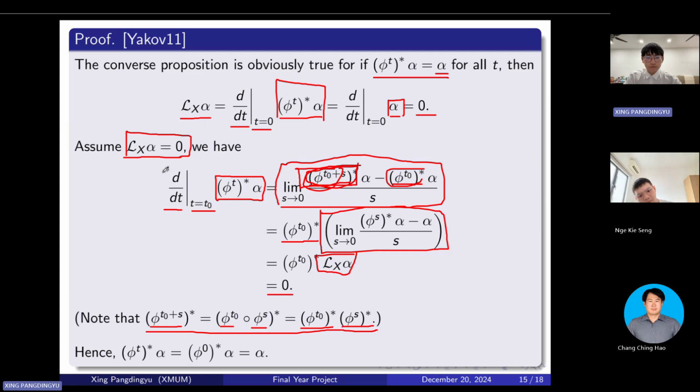So what does it mean for this to be equal to 0? d over dt evaluates the rate of change of phi t star alpha along t. So if it's equal to 0, then this must be a constant. So we can write phi t star alpha is equal to phi 0 star alpha. And we know phi 0 is the identity and its pullback is also the identity. So it's also alpha.